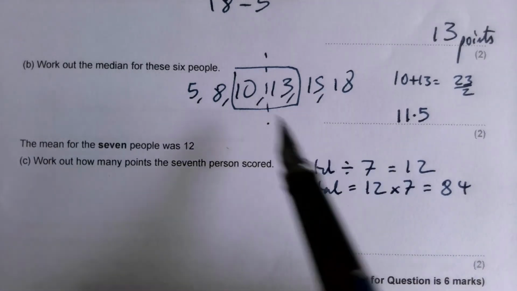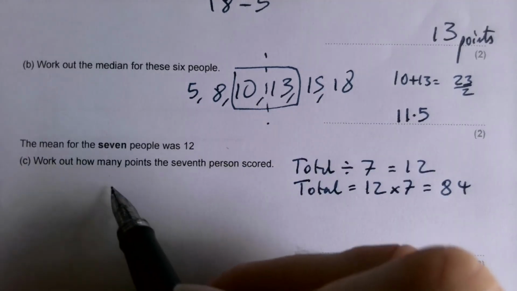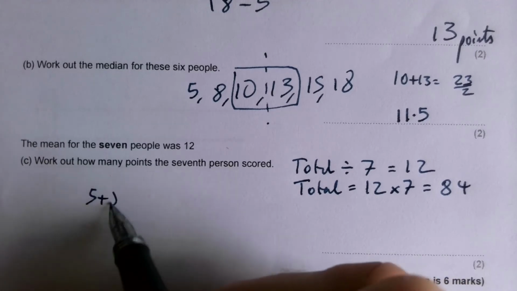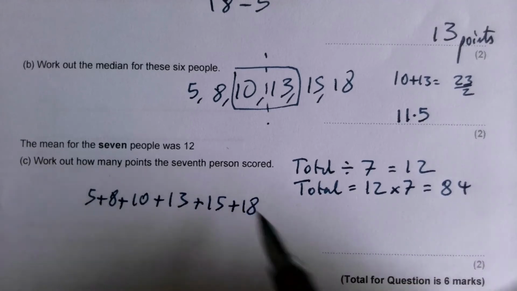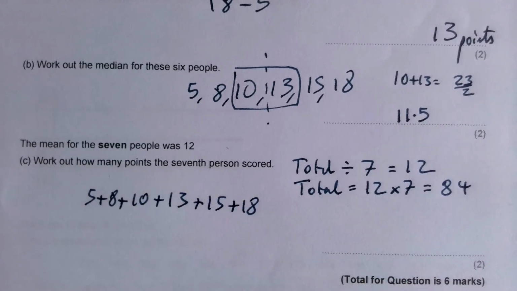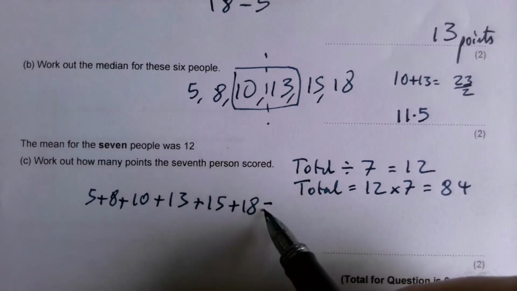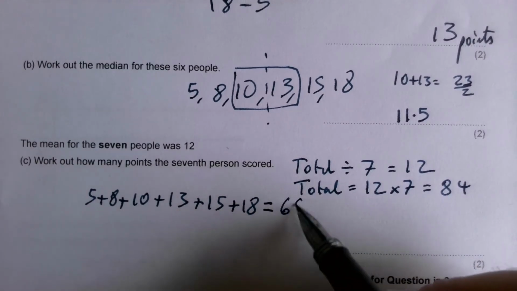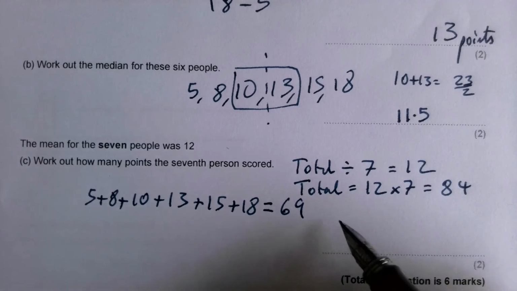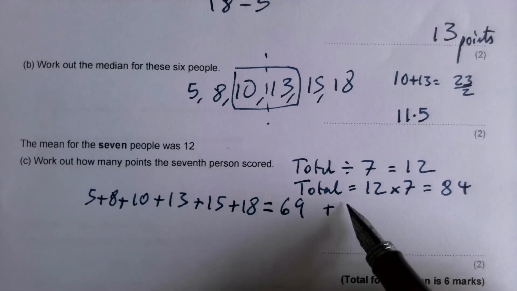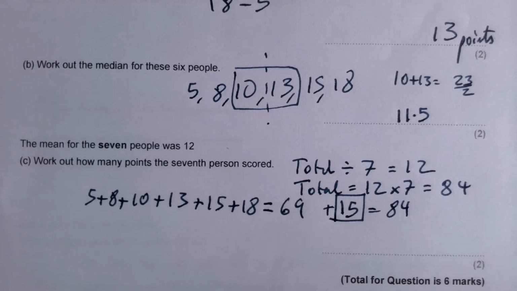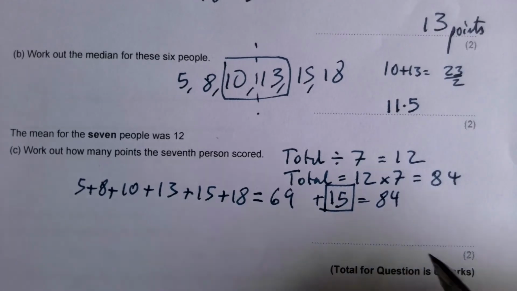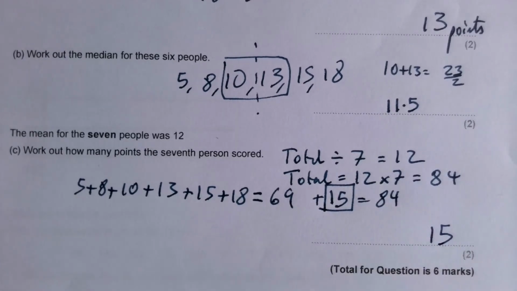And we can work out the total for the 6 by doing 5 plus 8 plus 10 plus 13 plus 15 plus 18. So take your time on that. And that adds up to make 69. So 69 plus 1 is 70, plus another 14, plus 15 equals 84. So the 7th person scored 15.